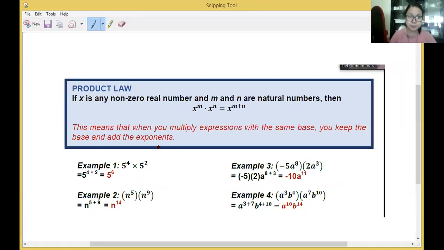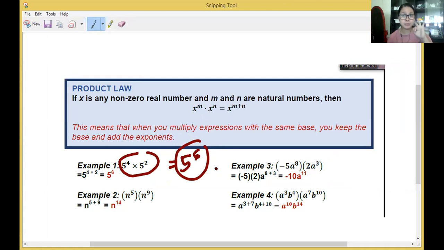Here, for example, we have 5 to the power of 4 times 5 to the power of 2. They have the same base, 5. So what will you do? You simply add their exponents. You copy the base, then you add the exponents, 4 plus 2. The answer is 5 to the 6th power. Or if you want to simplify it, that's 5 times 5 times 5 times 5 times 5 times 5. The answer will be 15,625.